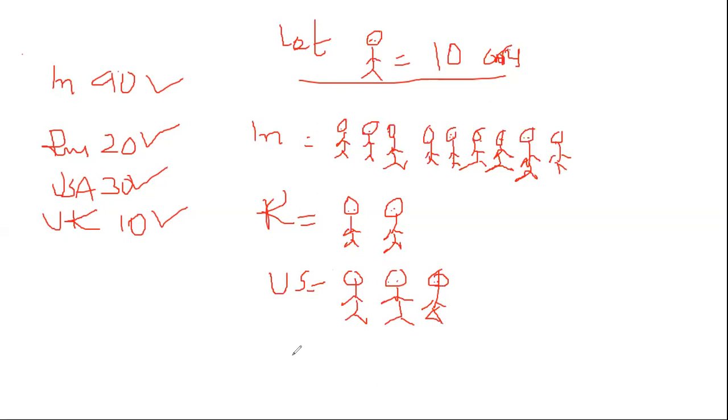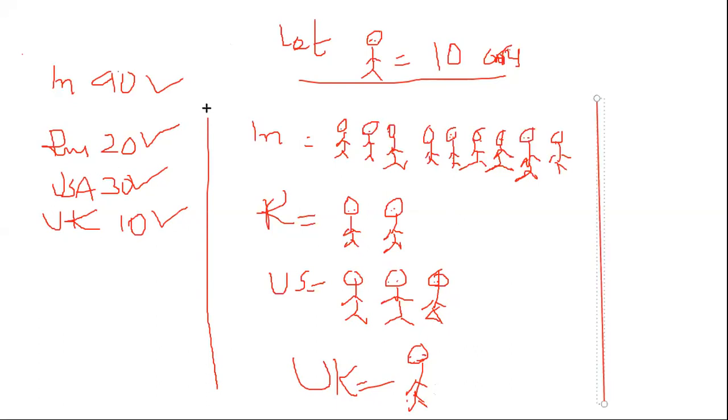At last, UK is there. 10 crore population is there for UK. Only one diagram is sufficient to show the data pertaining to UK. So 4 countries population has been shown like this. So these are known as pictograms or pictographs. Okay, pictures, we take the help of pictures in order to show the data.